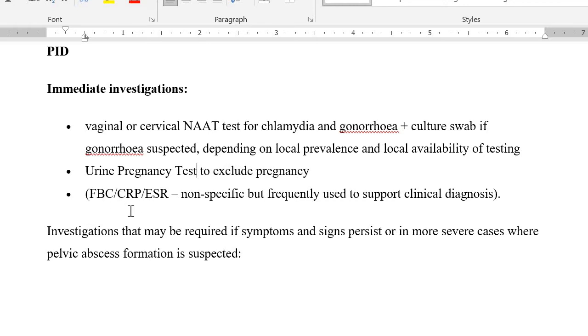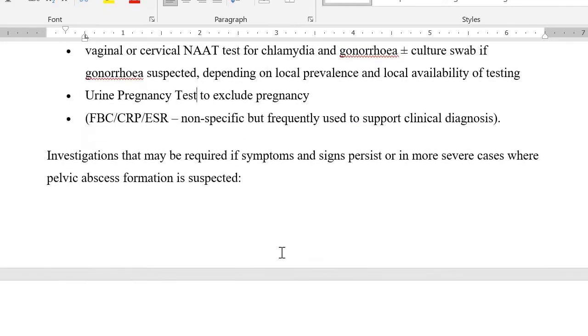Then full blood count, C-reactive protein, and erythrocyte sedimentation rate. These are non-specific, but they are usually done to support the diagnosis. You know, the CRP, C-reactive protein, is an inflammatory marker. If there is inflammation, then it will be positive. That is the rationale. Further investigations may be required if symptoms and signs persist, or in more severe cases where pelvic abscess formation is suspected.